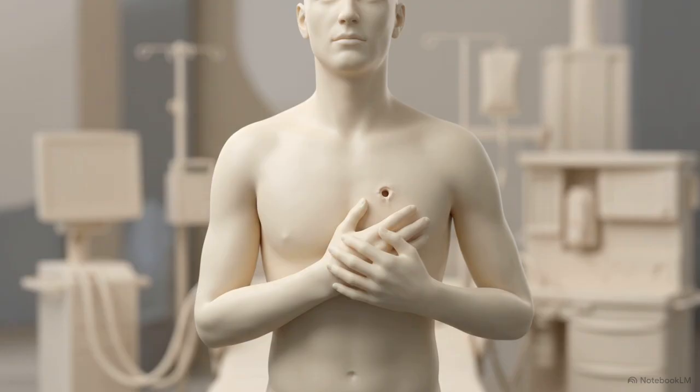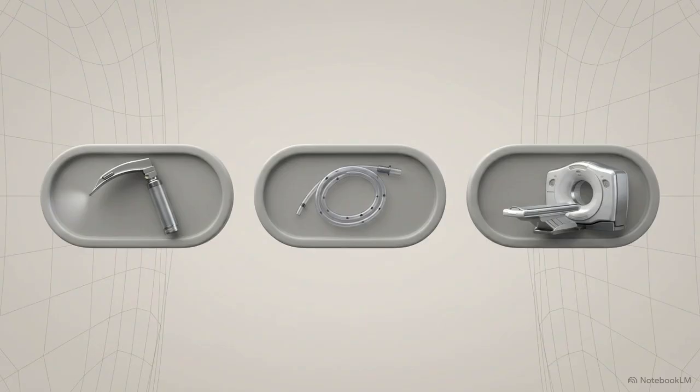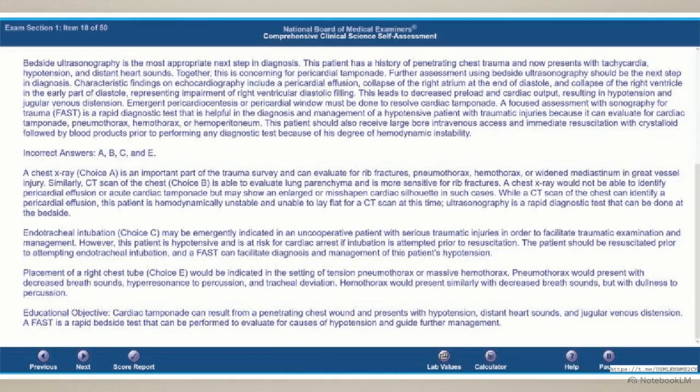Consider a vignette featuring a patient with a stab wound to the chest. They are in profound shock, but their lungs auscultate perfectly clear bilaterally. The options will tempt you with immediate intubation, chest tubes, or imaging. Your task is to select the temporizing measure while awaiting the surgeon. The correct answer targets the physiology.